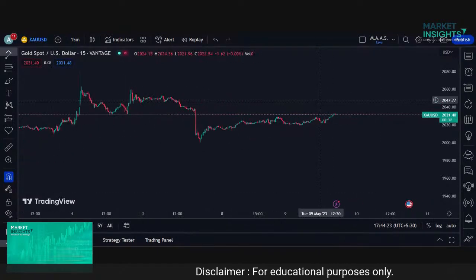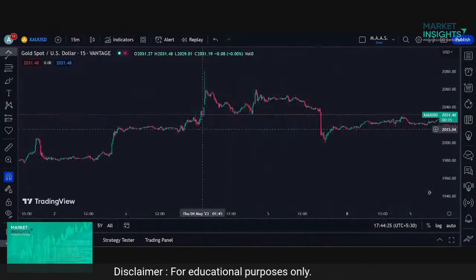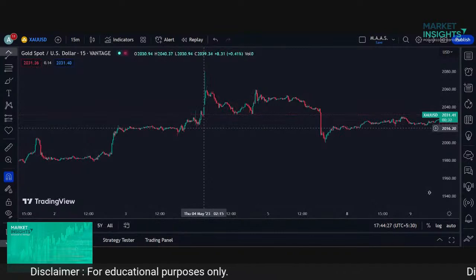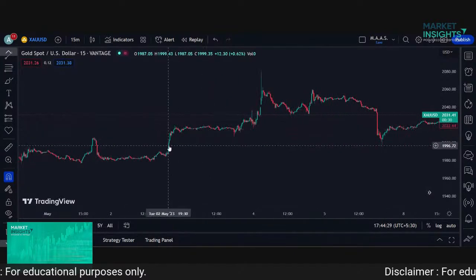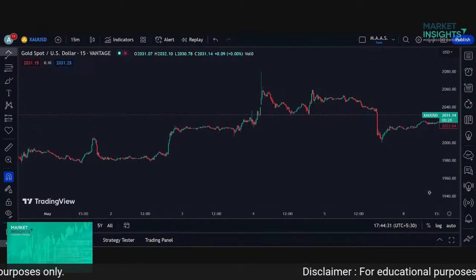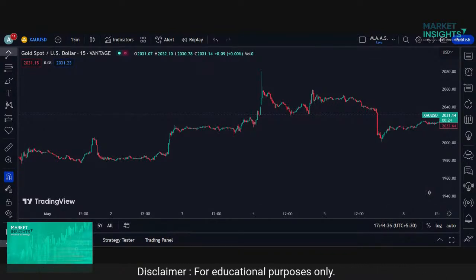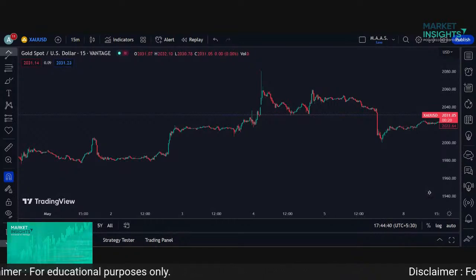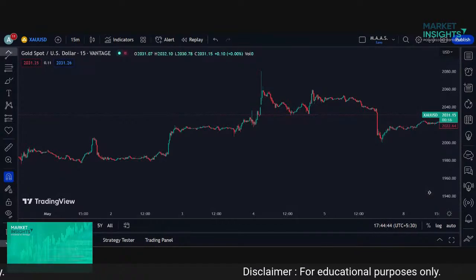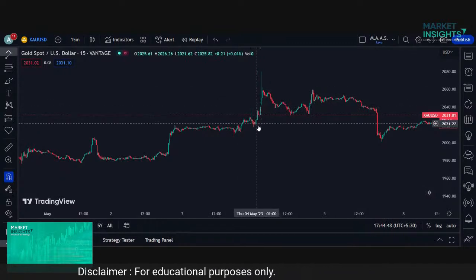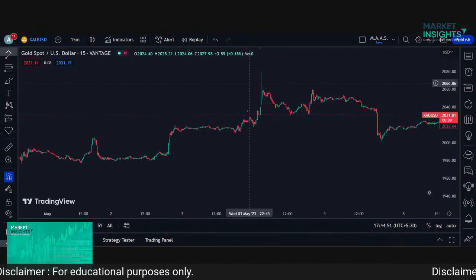So this is the gold chart, and we have to remember on which day what happened. Just for your reminder, the major thing we'll look at is the federal funds rate, which was around midnight Thursday. Midnight Thursday is this part, so almost this part.